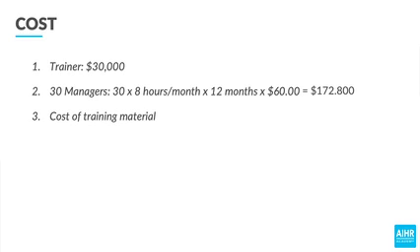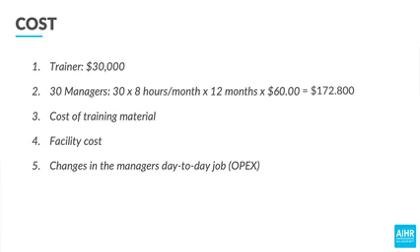Other costs that we didn't include in the business case are the cost of training material, but let's assume that's in the 30K that we pay the trainer. Facility costs, finding the right location to facilitate the training. Changes in the day-to-day job of the manager. For example, if the managers learn a specific intervention to tackle absenteeism, that changes their jobs and probably makes them more busy, so you have additional operational expenditure, and you have other costs.